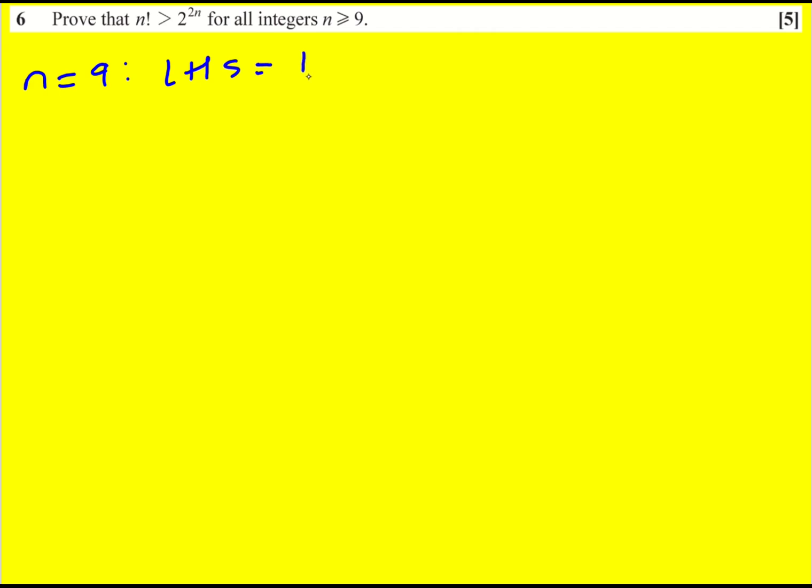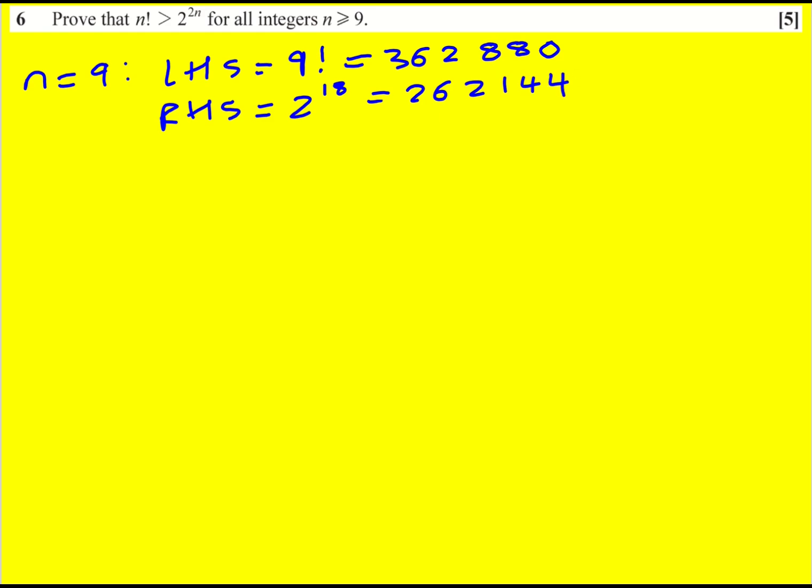On the left-hand side is going to be 9 factorial, which you can put in your calculator, ends up being 362,880. And the right-hand side is then 2 to the power of 18, which ends up being 262,144. So that means 9 factorial is greater than 2 to the 18, and therefore the statement is true for n equals 9. Okay, that's always stage 1.